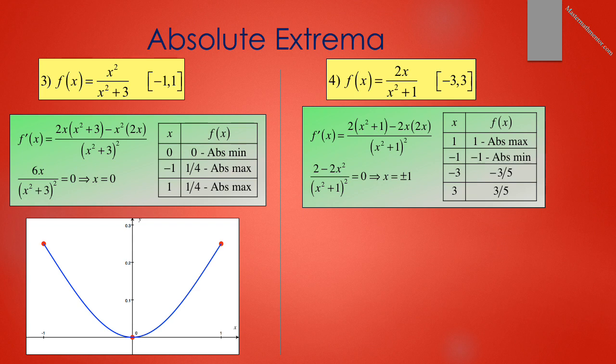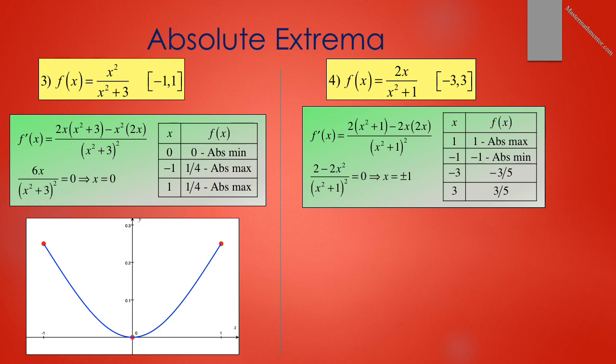Again, we use our quotient rule to take the derivative, squaring the bottom, and upstairs getting x squared plus 1 times 2 minus 2x times 2x. This gives us 2 minus 2x squared over x squared plus 1 quantity squared. Set equal to 0, we get x is equal to plus or minus 1. Again, the denominator cannot equal 0.